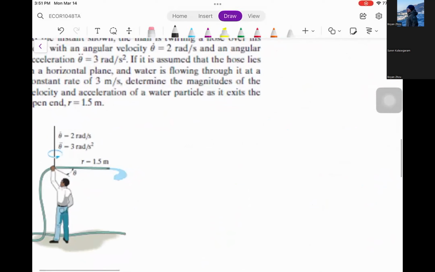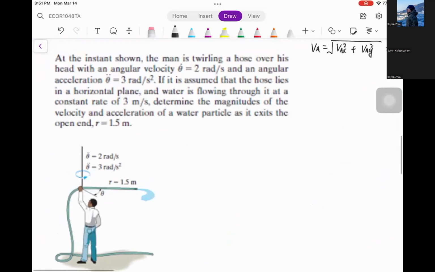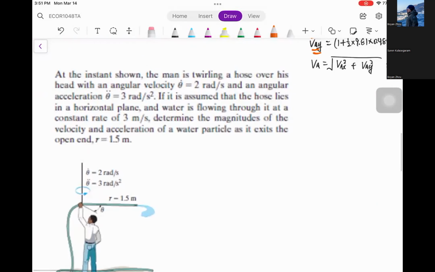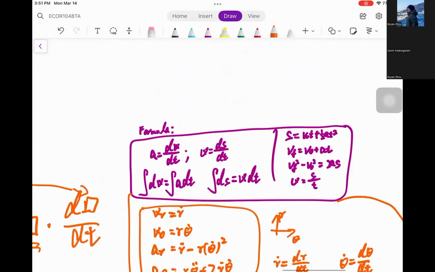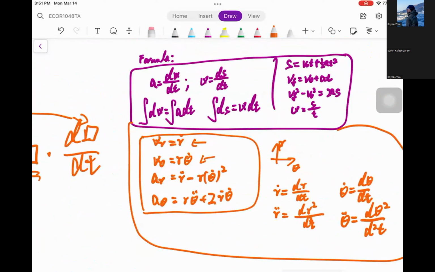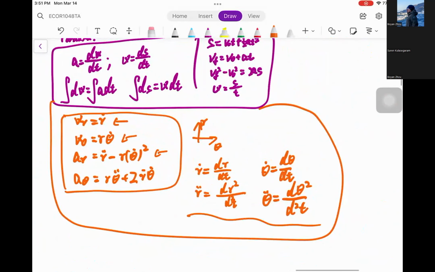So we're going to use the equations we mentioned above. The trick is, when the question is stating conditions like theta dot, theta double dot, or maybe R dot, R double dot, you want to directly think of the formulas for velocity in the radial and theta directions and the accelerations, and try to use those equations first. Usually you use those equations to solve the question easily.